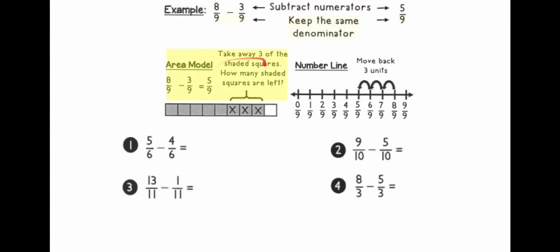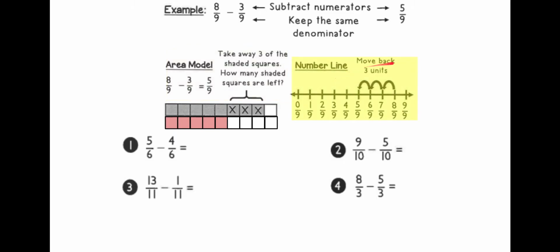They also kind of show us an area model of the same problem. So let's say we have this bar, and this bar represents 8 ninths: 1, 2, 3, 4, 5, 6, 7, 8 shaded, but 9 total on this bar. And we subtracted 3 ninths, which is one of those signs, 2, 3 ninths. We are left with 5 ninths: 1, 2, 3, 4, 5.